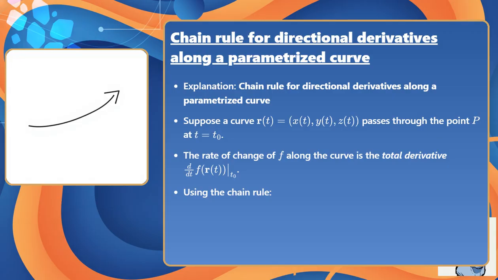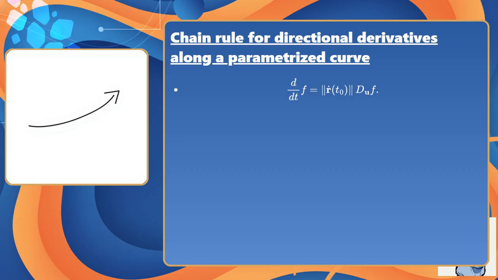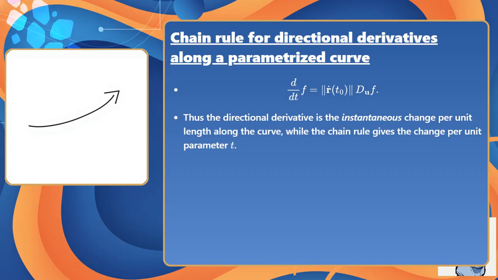Using the chain rule, d over dt f of R of t equals nabla f of R of t dot dr over dt. If we set u equals r dot of t sub 0 over norm of r dot of t sub 0, the unit tangent to the curve, then d over dt f equals norm of r dot of t sub 0 times d sub u f. Thus the directional derivative is the instantaneous change per unit length along the curve, while the chain rule gives the change per unit parameter t.